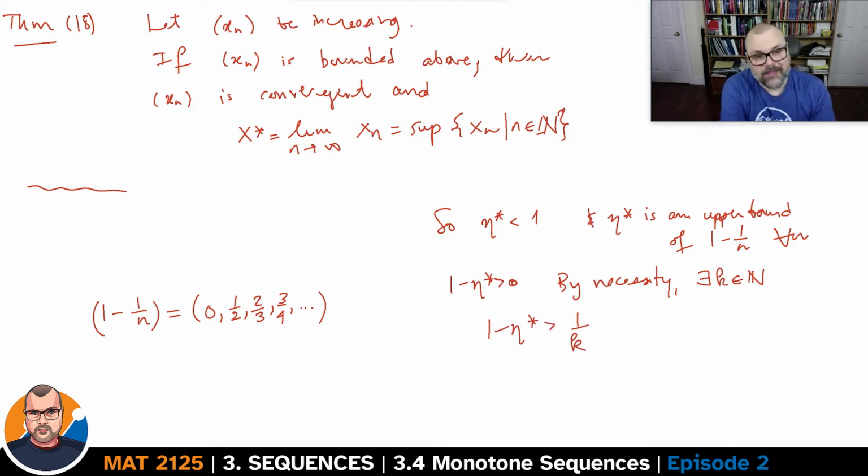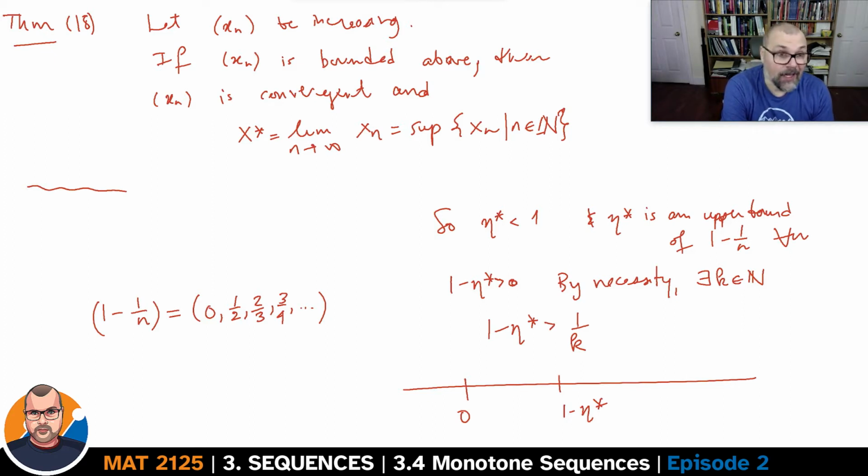Right? This is not equal to 0 because eta star is smaller than 1. Why is that necessarily the case? Well, here's 0, here's 1 minus eta star. It is not equal to 0. And so by the Archimedean property, we can find a k such that 1 over k would fall here.